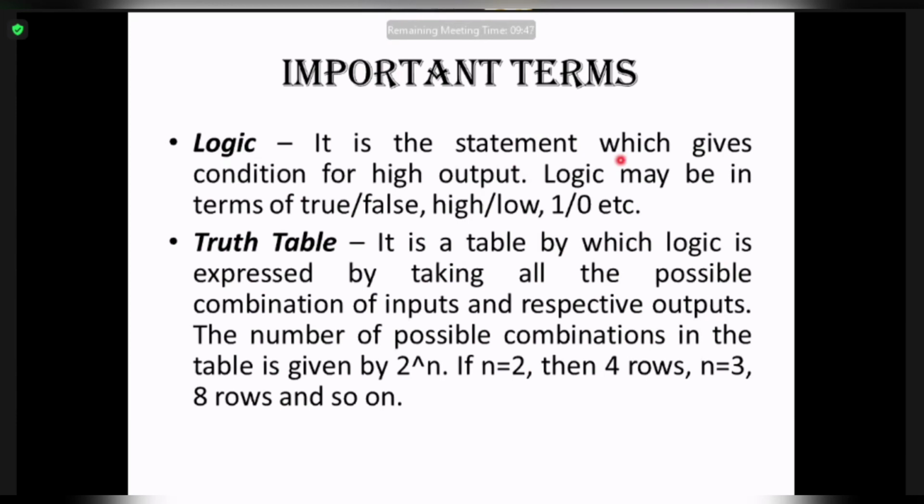3, right? Then the number of possible combinations will be 2 cubed, 2 raised to 3. So it will be 8. How many combinations will be there in the truth table? 8 combinations will be there in the truth table. Understood? Are you clear with this?